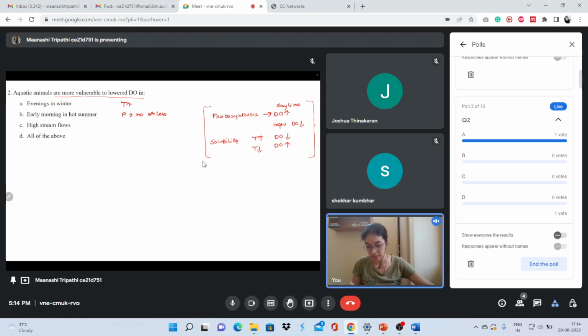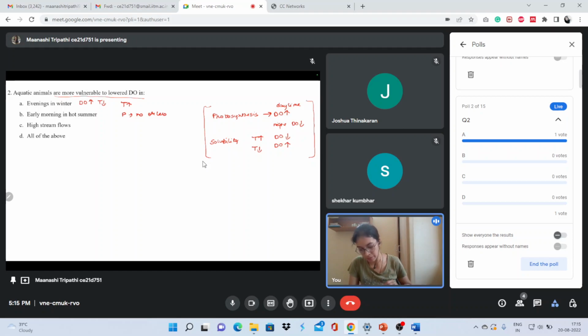And evenings, evening means the whole day it was daytime, the sun was there, which means photosynthesis was happening, which means DO was increasing. So the whole day DO was increasing, and the temperature was also less. So both conditions are favorable, which means there will be a good amount of dissolved oxygen in water.